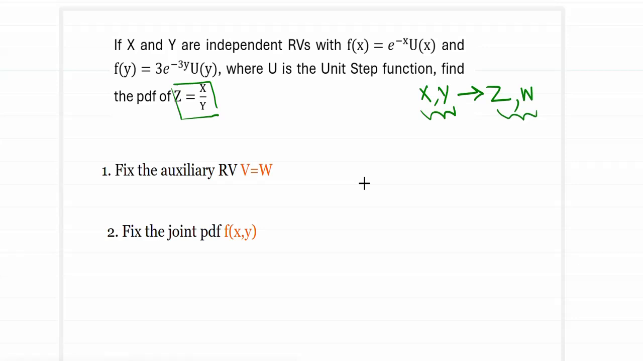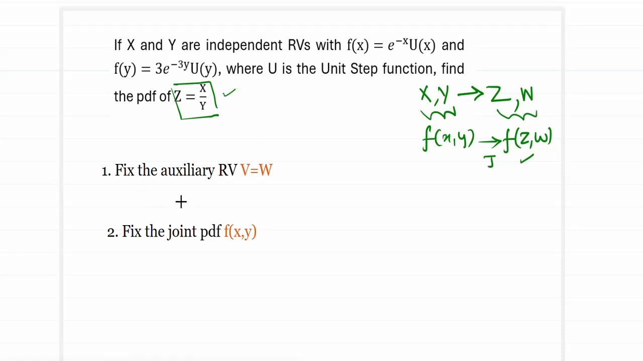We have a total 6-step method which can easily help us solve this problem on two-dimensional transformation. We have the old function called f of x comma y. We convert it into the new joint PDF of z comma w, and this is aided by the Jacobian of transformation. So we fix the required quantities, find the new joint PDF of z and w, and then making use of it we will be able to estimate the PDF of z.